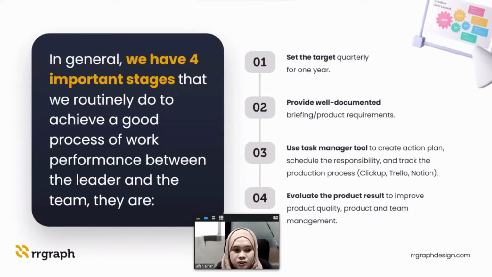Of course, it is more than everything. The fourth strategy is evaluating the product result. So what is the goal of evaluating the product? Okay, we can improve the product quality. Maybe we can make improvements for the next production, and also not only for production, but the improvement of your team management itself. Okay.